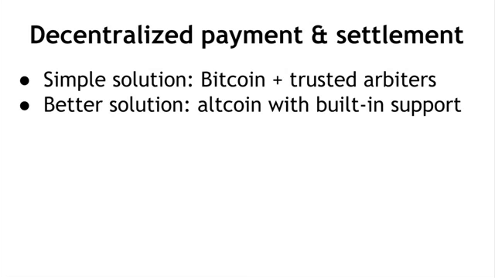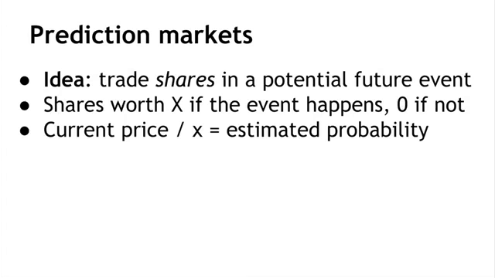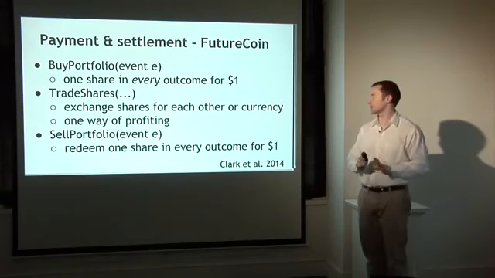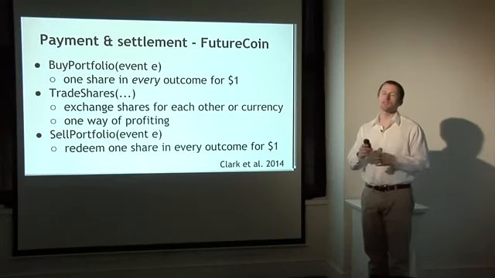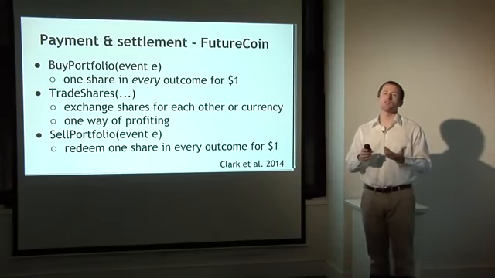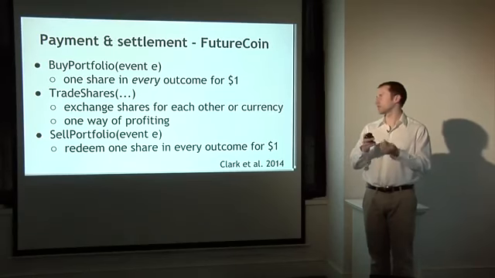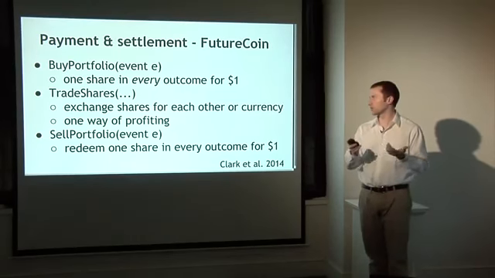A better solution would be if we built an altcoin that had explicit support for prediction markets. What would that look like? There's a proposal for doing this called FutureCoin. This isn't an altcoin, it hasn't actually been built, that adds a couple of transaction types in addition to just normal sales of Bitcoin or any other cryptocurrency.